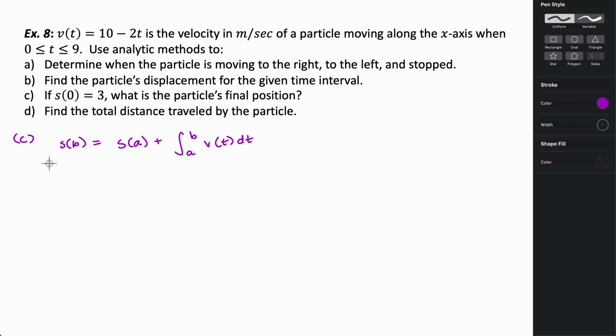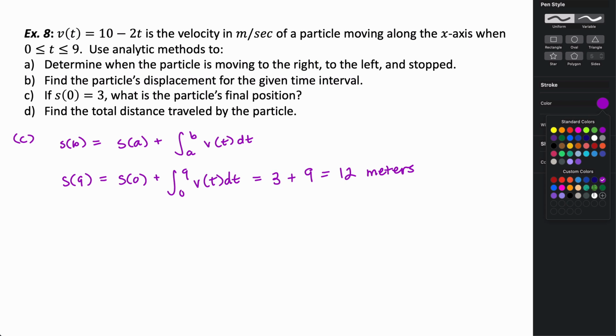So let's go ahead and find that. We want to know what is S of 9. It's going to be equal to S of 0 plus the integral from 0 to 9 of V of t dt. We're told that the initial position is 3. And we just found the displacement in part B. That was 9. So the final position is 12 meters. So 12 meters away after 9 seconds.